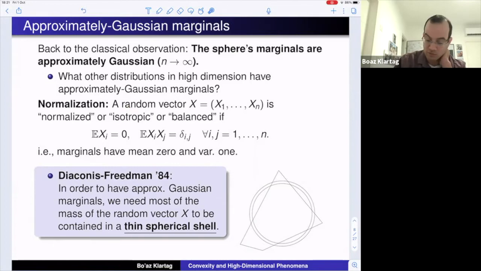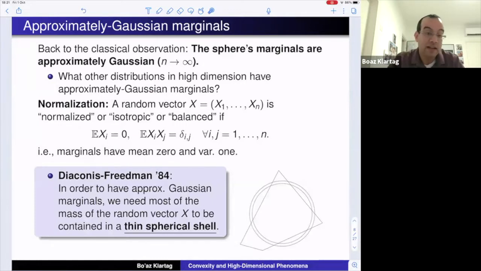Actually, I'm going to use the word isotropic all the time, or balanced, if the following conditions hold. So first of all, I require that it is centered. So we translate it so that the expectation of xi should be 0 for all i. And second, we want to apply some linear transformation so that the covariance matrix of X would be the identity matrix.